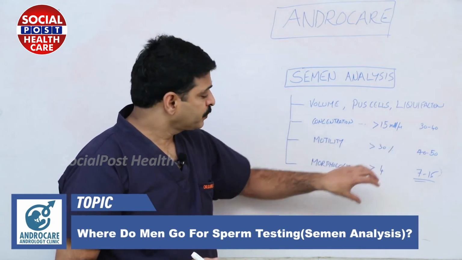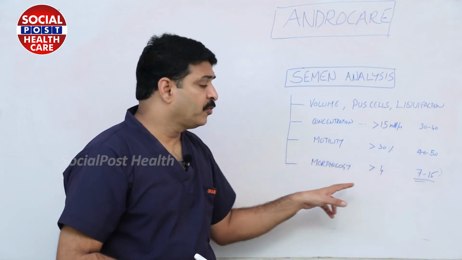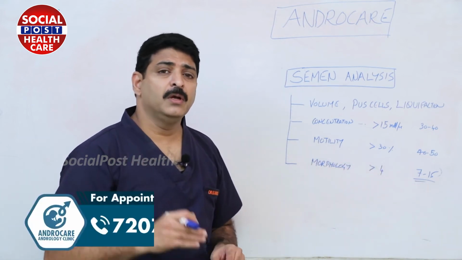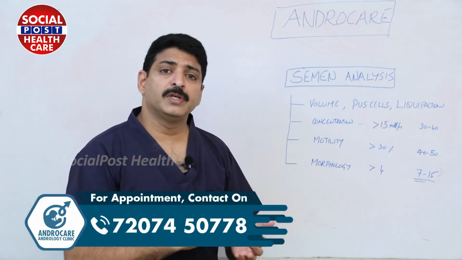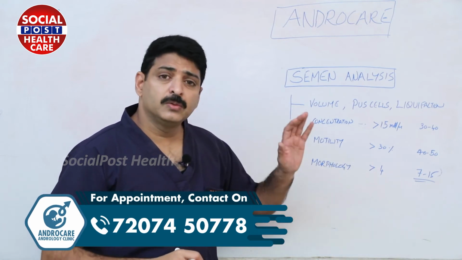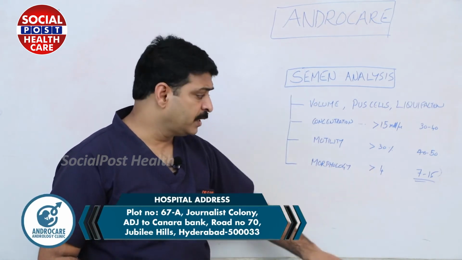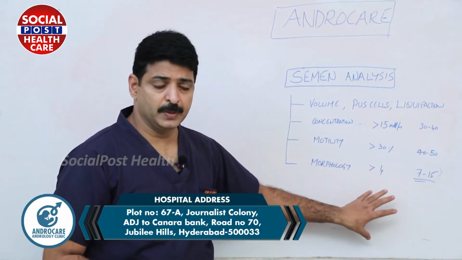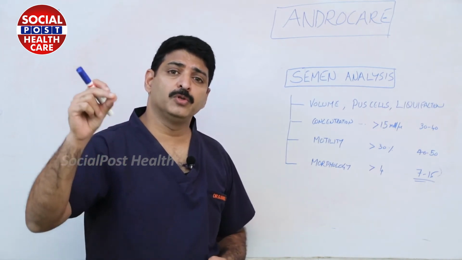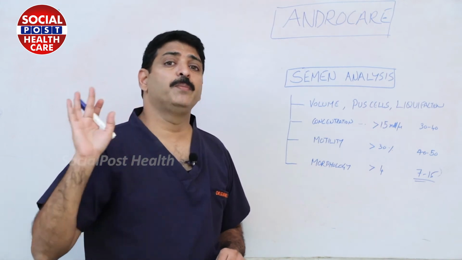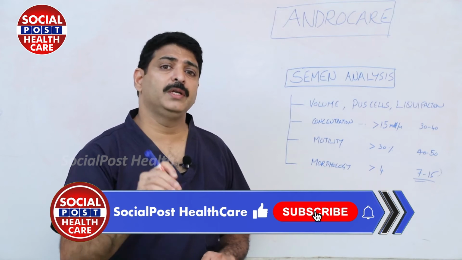Coming to morphology, there is a lot of confusion, because most diagnostic centers still follow 1980s guidelines where they say morphology 80% is normal. According to the 2010 guidelines, even though they are 10 years old, morphology should be more than 4%. And if you see any report which says morphology is more than 70% or 80%, that is a blunder. This is not common.